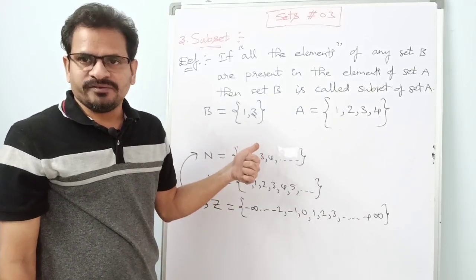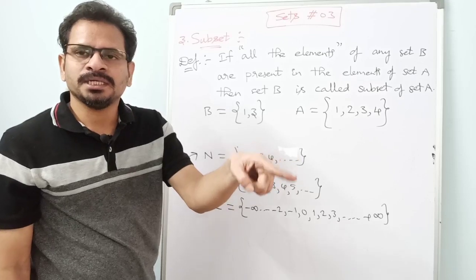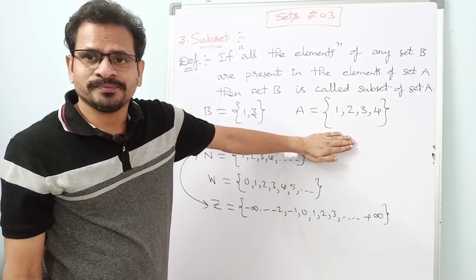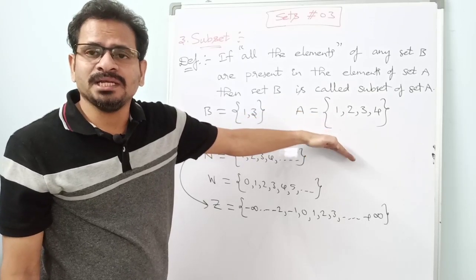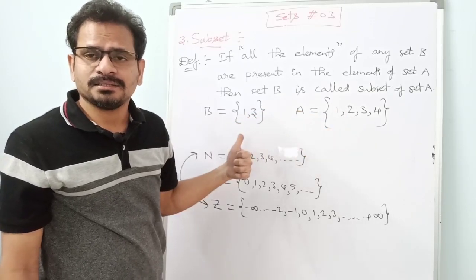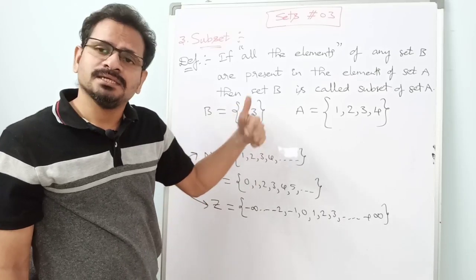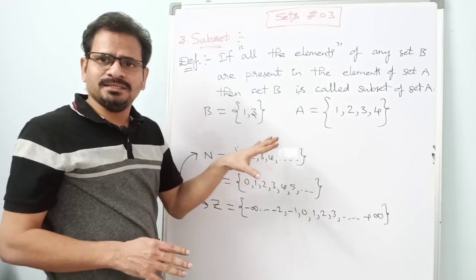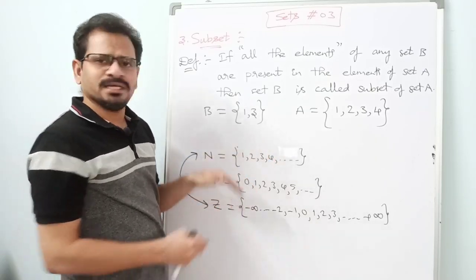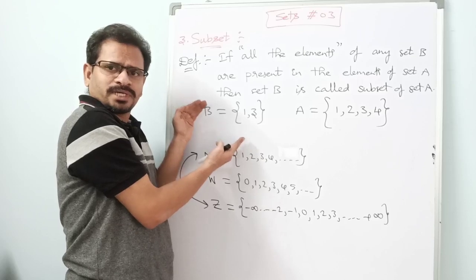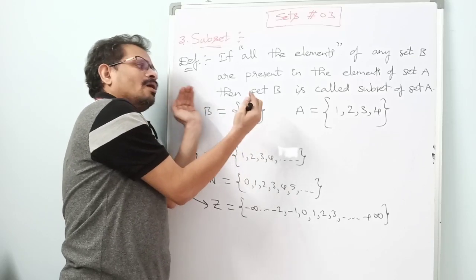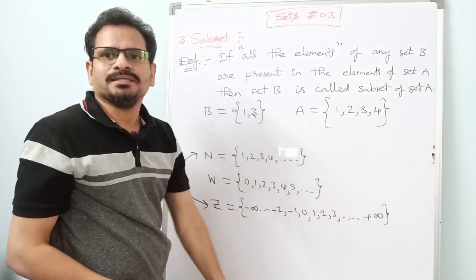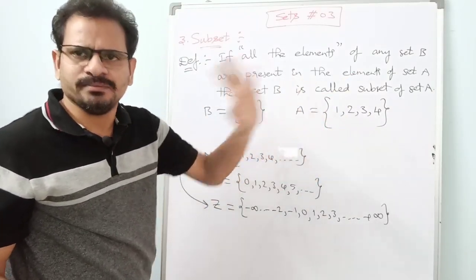I am giving you a different definition from the textbook. The textbook has given it in a different way. It starts with: if all the elements or some of the elements of set A are there in set B, then set B is called a subset of set A. I am just reversing that, as I think this is better. Is it okay? All the elements of a given set must be there in the elements of another given set, then this one will become a subset. This is very simple.